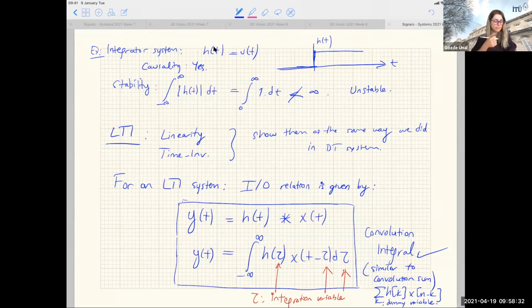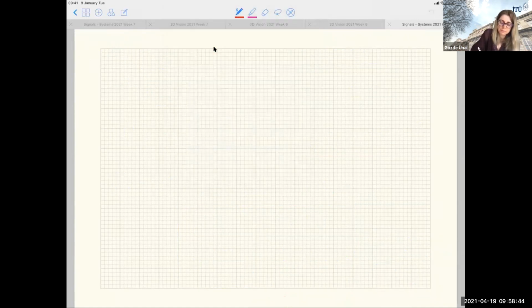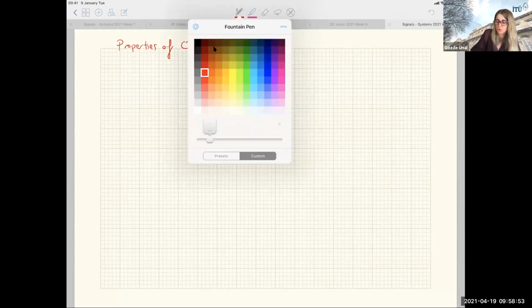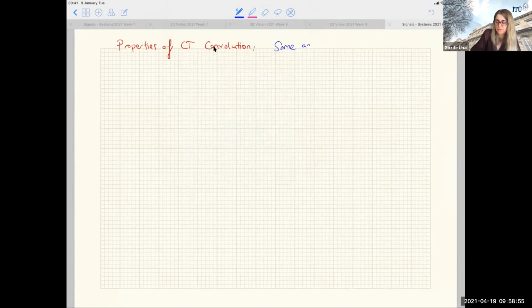Again, we will look at properties of the convolution. Maybe let's list them actually and then do an example. Properties of continuous time convolution, the same actually as before. Same as before. So commutative. Let's write one, commutative. These are important properties that you should really know. So x of t convolved with another signal, h of t, we know is equal to this.